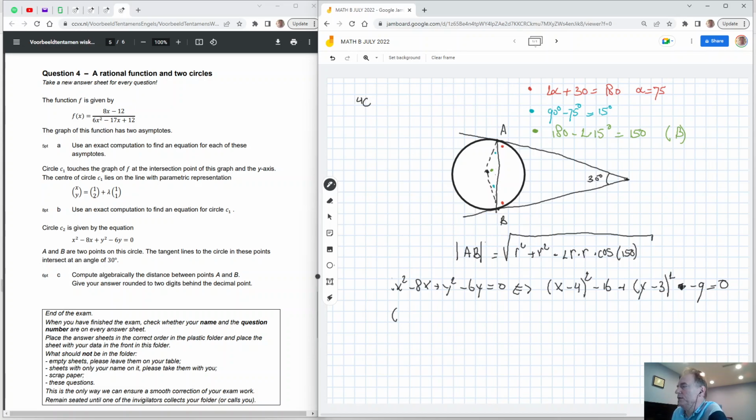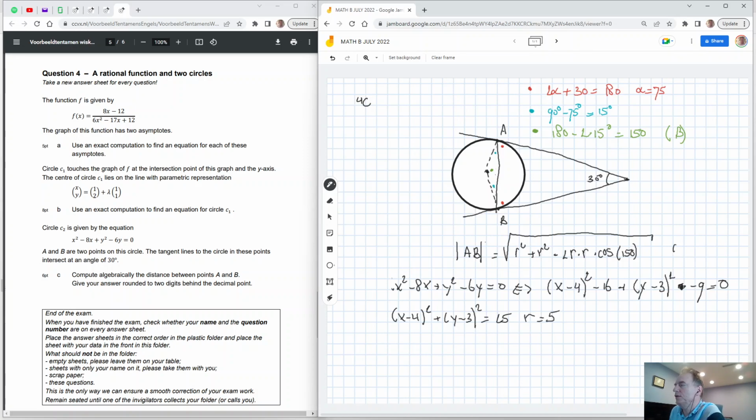Then I bring these two to the right, and that looks actually good. I get equals 25. So R is 5.